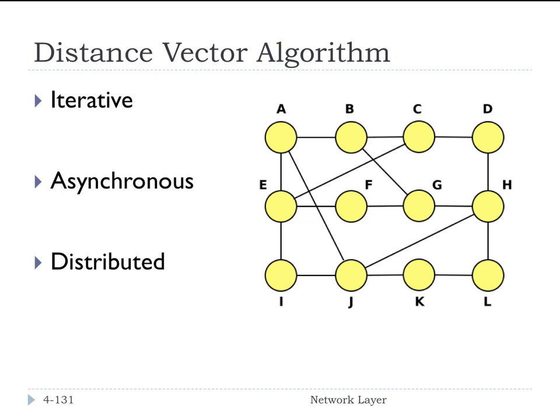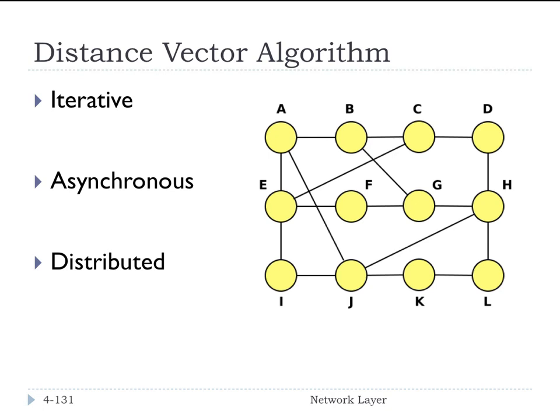It's iterative. That means it repeats until no more information is exchanged between neighbors. We're just going to keep repeating and sharing this information. It's asynchronous. It doesn't require all nodes to operate in a lockstep synchronization fashion. And it's very distributed. Each node acts independently based on the information that it receives from its own neighbors, that is, its direct neighbors, and then it distributes the results back to its own neighbors. So there's no broadcasting. There's no centralization at all. It's very distributed.